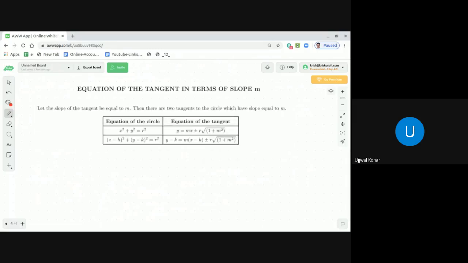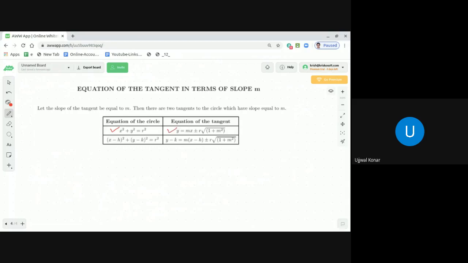Let the slope of the tangent be equal to m. Then there are two tangents to the circle which have slope equal to m. Now it depends on what the equation of the circle is. If the equation of the circle is of type x square plus y square equal to r square, then the equation of the tangent will be y equal to mx plus minus r into square root of 1 plus m square.